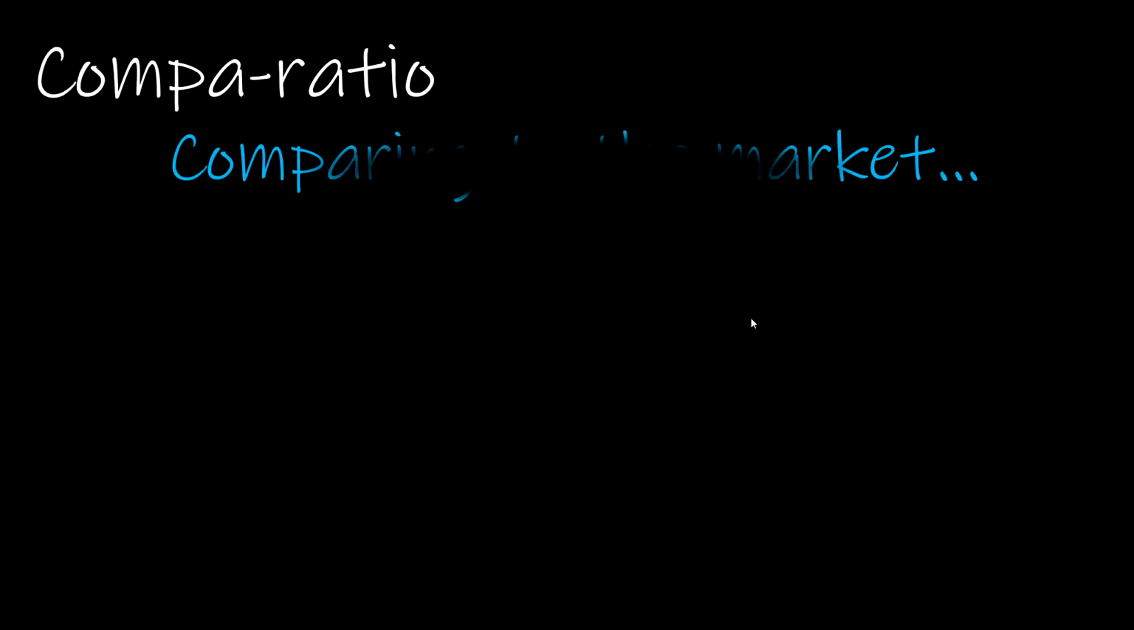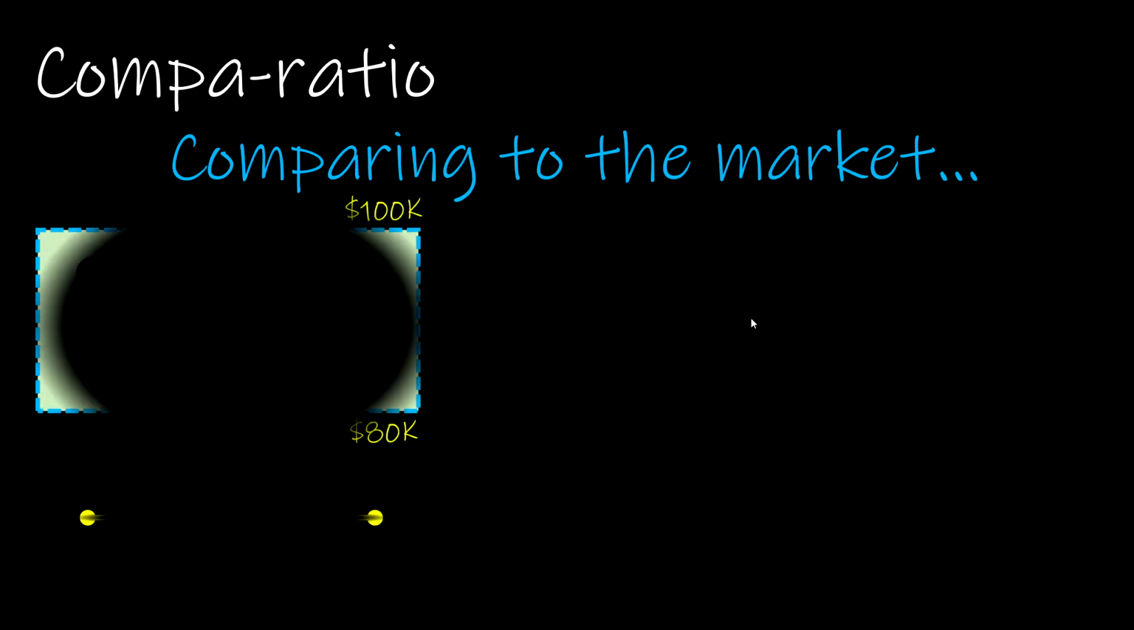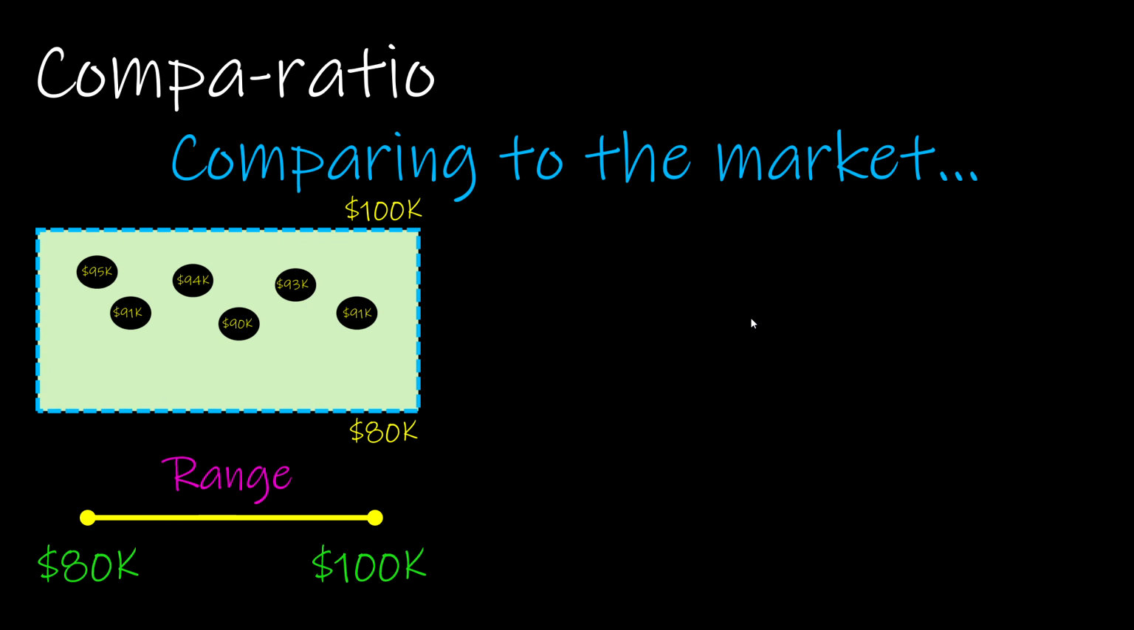All right, and finally, we can use compa ratios to compare our pay to the market. So if we go back to our grade 4 example, we had a range of $80,000 to $100,000, and we had a compa ratio of 1.03, and it was based upon that range. But what if we took a look at the market range instead of our pay grade range?